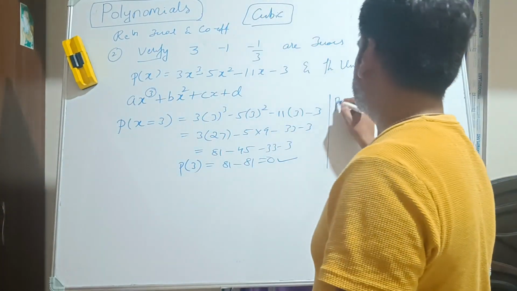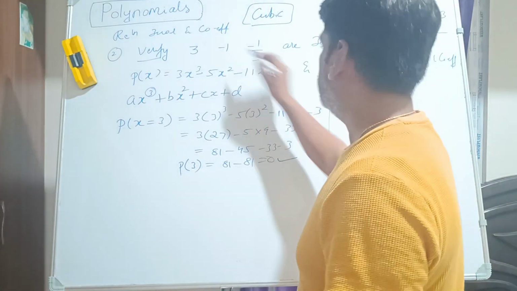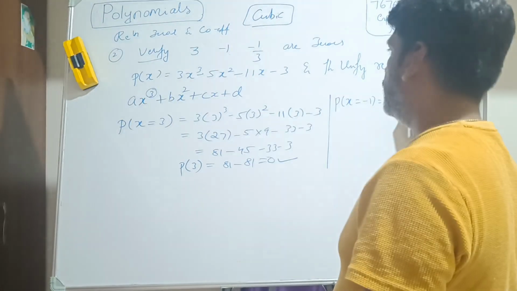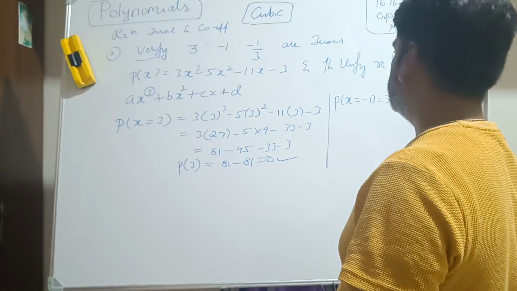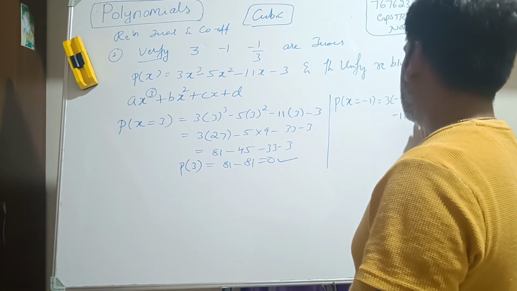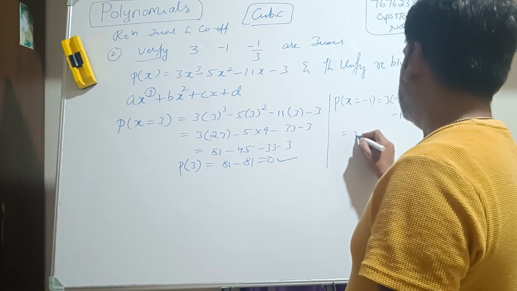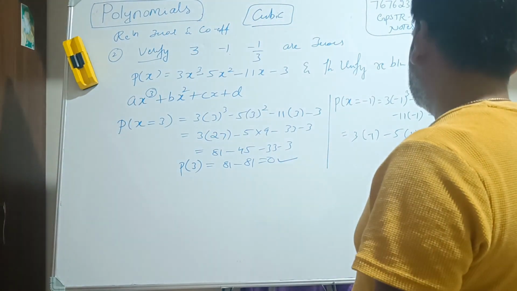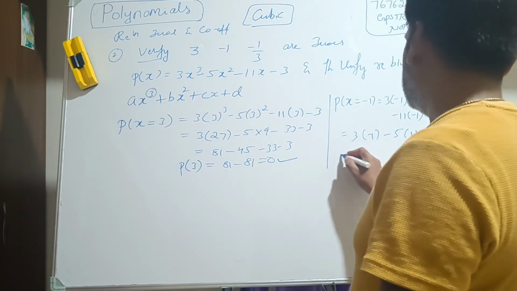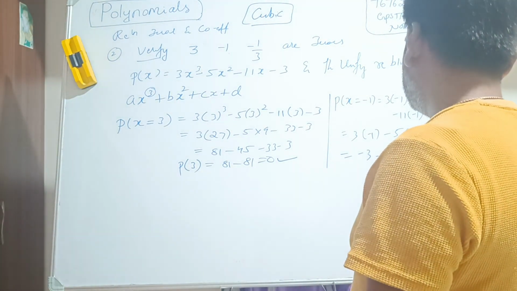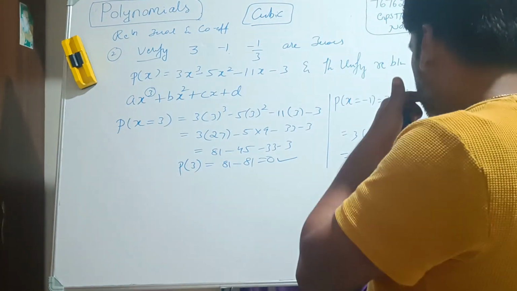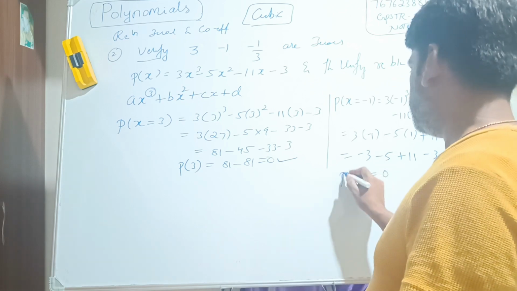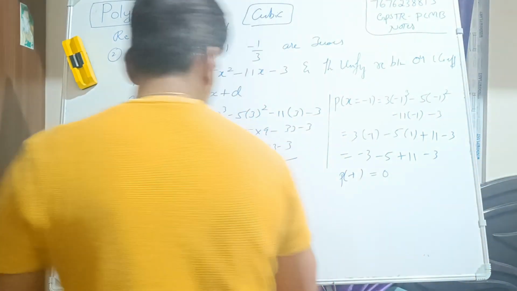If p of 3 is 0, we should check the second one, p of minus 1. What is the value of p of minus 1? So 3 into minus 1 cube means minus 1. Minus 1 squared means plus 1. So it is 11, it is 3. So it is minus 3, minus 5, 11, 3. So it is also 0. When p of minus 1 is also 0.